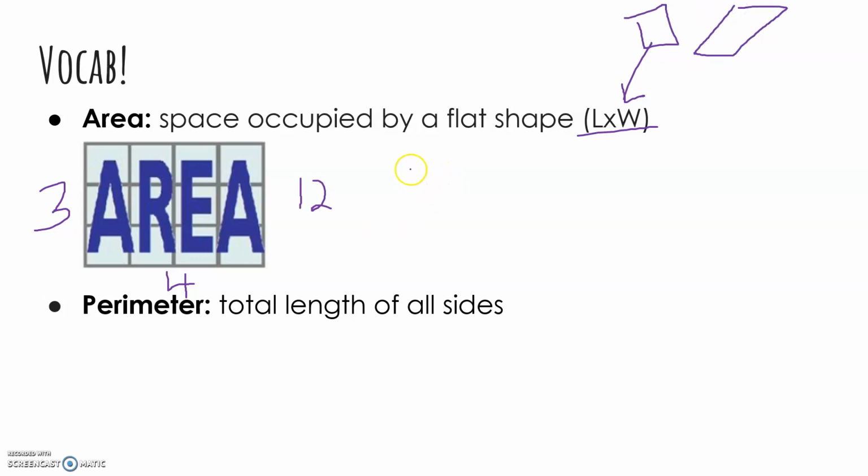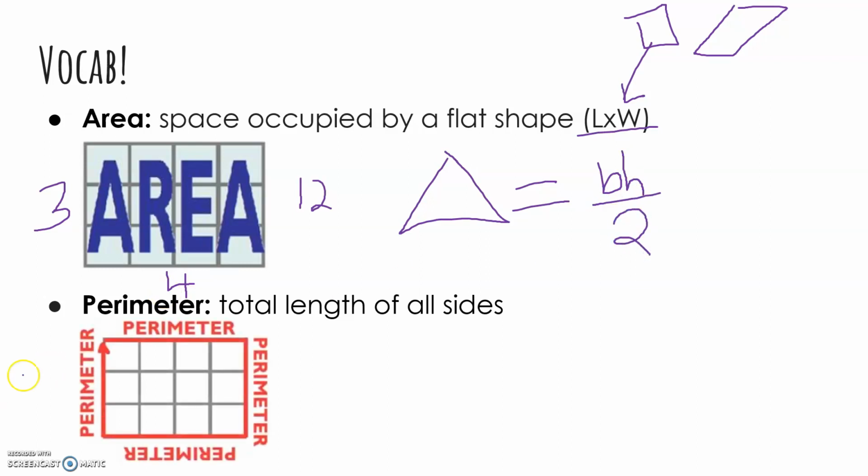However, triangles have a different formula for area, and that's base times height divided by 2. Just a quick little recap. And perimeter is the outside. You're totaling, or adding, the sides. So here we've got 3. Its parallel side is 3. This side is 4, and its parallel side is also 4, giving you a total perimeter of 14 when you add all the sides.